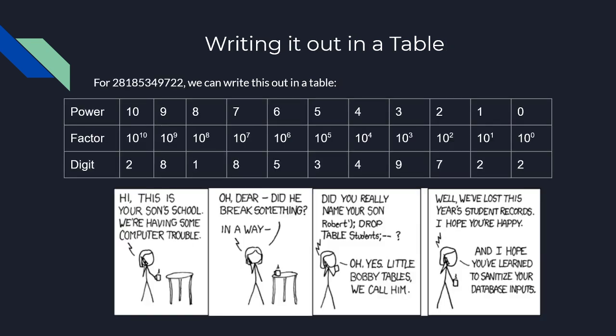Here we go. So if we have some number, the number is this thing, 281-853-49722. Whatever that is. The point is that we can write it out and break it down into its digit composition. So basically every digit has a value, and each digit has a power. The power at the top is 10 to the 10th, then 10 to the 9th, 10 to the 8th, all the way down.